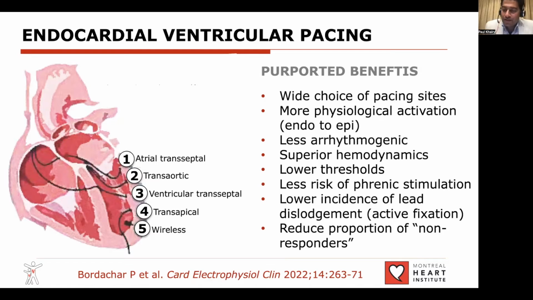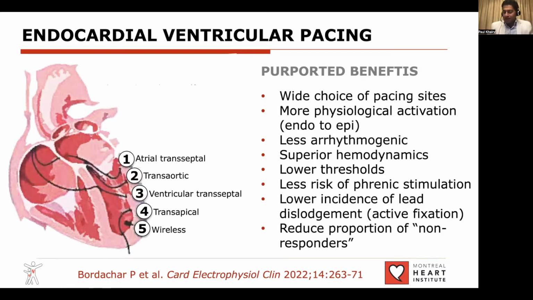It also provides superior hemodynamics. If you look at the maximum rise in LV pressure, it's greater with endocardial than epicardial pacing. It results in lower thresholds. There's less risk of phrenic stimulation. There's a lower incidence of lead dislodgement because you're actively fixing the leads on the endocardium as opposed to placing passive leads in the coronary sinus, and possibly a reduced proportion of non-responders.